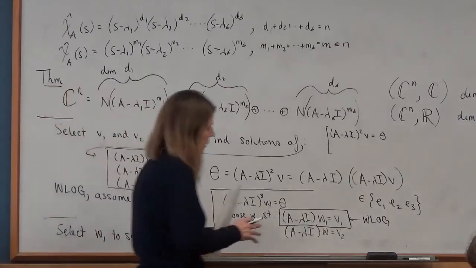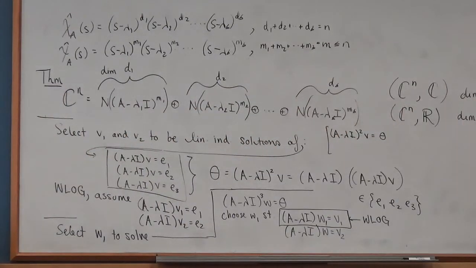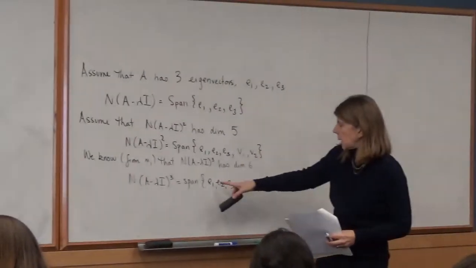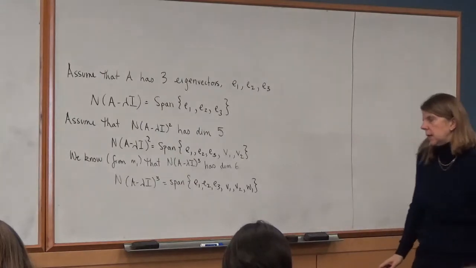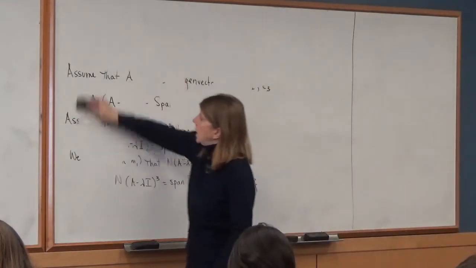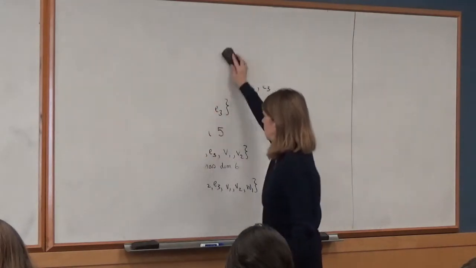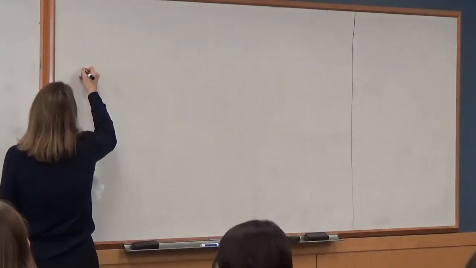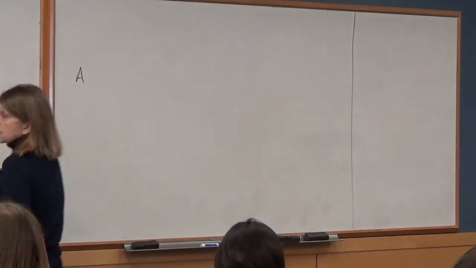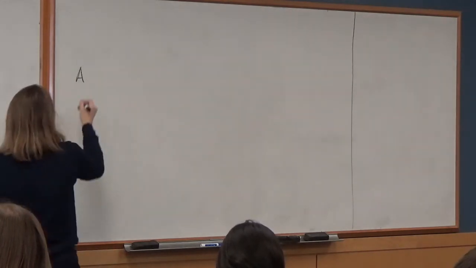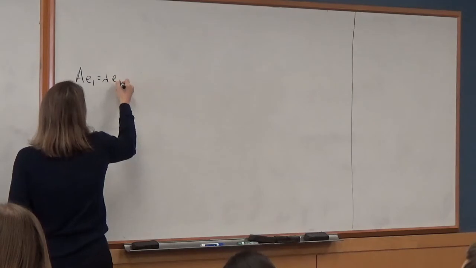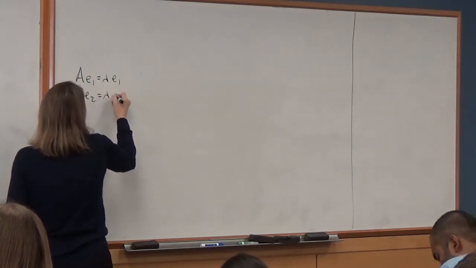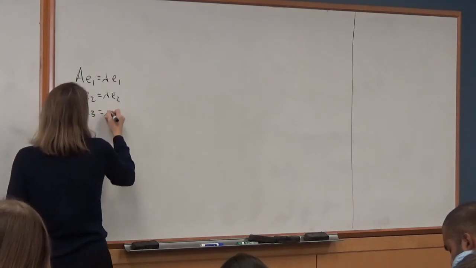So let's take a look now at the structure that we have. We've got this breakdown in terms of the eigenspace, the vectors that span the null space of (A minus lambda I) cubed. And from the equations that I've written over on the left-hand board, let's just rewrite our eigenvector equations. Let's take the first three equations and rewrite them as AE1 equals lambda E1, AE2 equals lambda E2, and AE3 equals lambda E3.